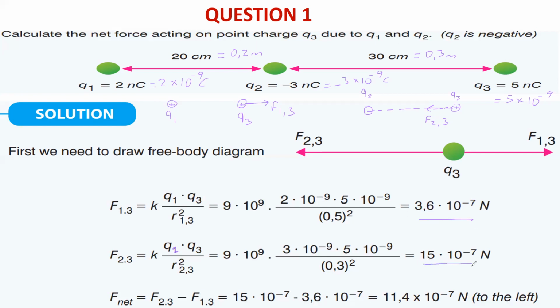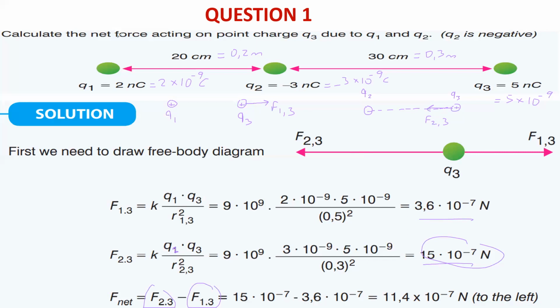So you have two forces with opposite direction. Which one is stronger? This one is stronger. So you are writing F net equals F23 minus F13, because they have opposite direction. Sometimes you will have same direction. People, you should add them. And then subtract from each other. So after that, you are getting the answer, and the final answer is to the left. Why to the left? Because your stronger force is to the left. So this is our answer, people, with direction.